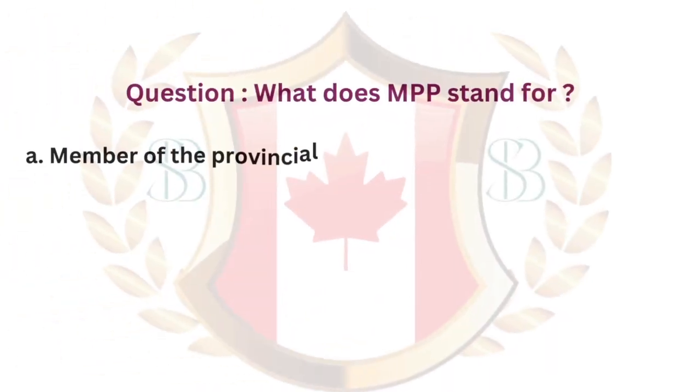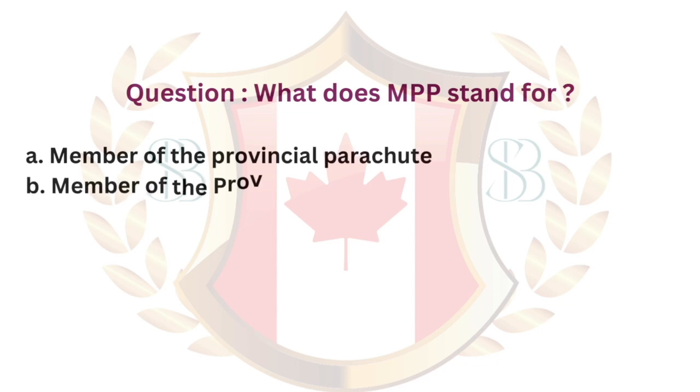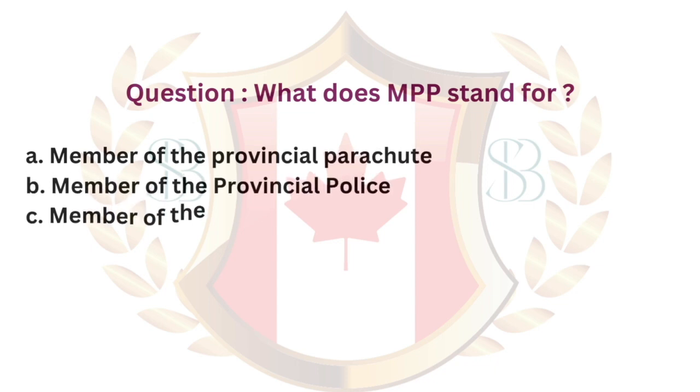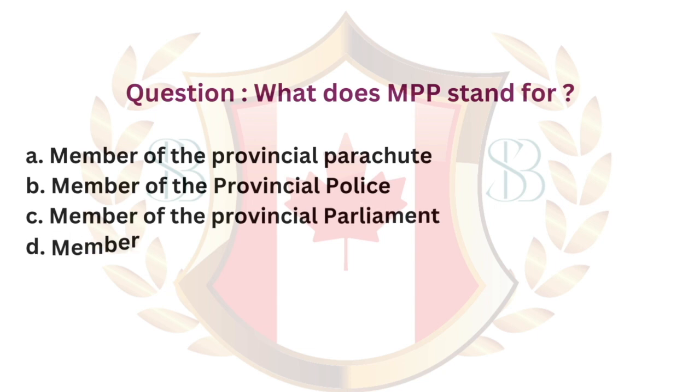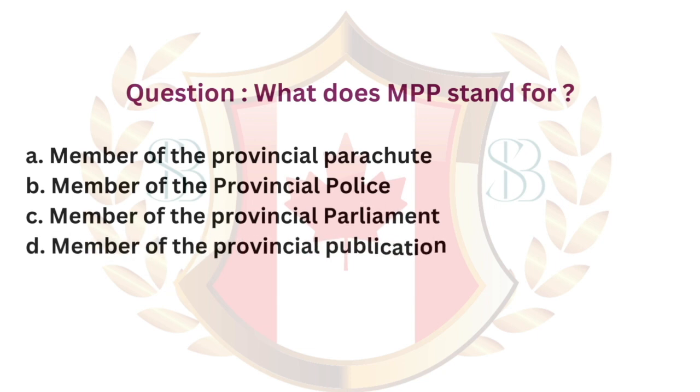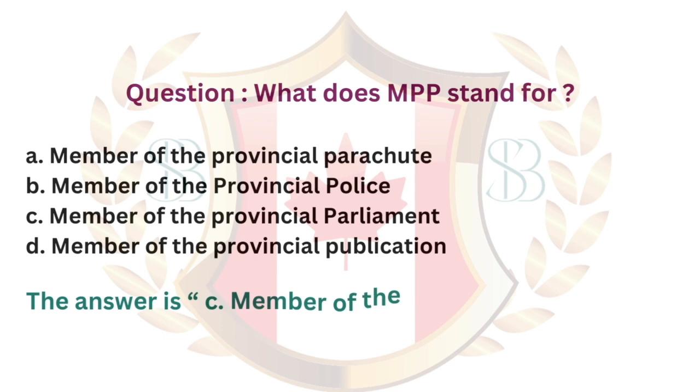Question. What does MPP stand for? A. Member of the Provincial Parachute. B. Member of the Provincial Police. C. Member of the Provincial Parliament. D. Member of the Provincial Publication. The answer is C. Member of the Provincial Parliament.